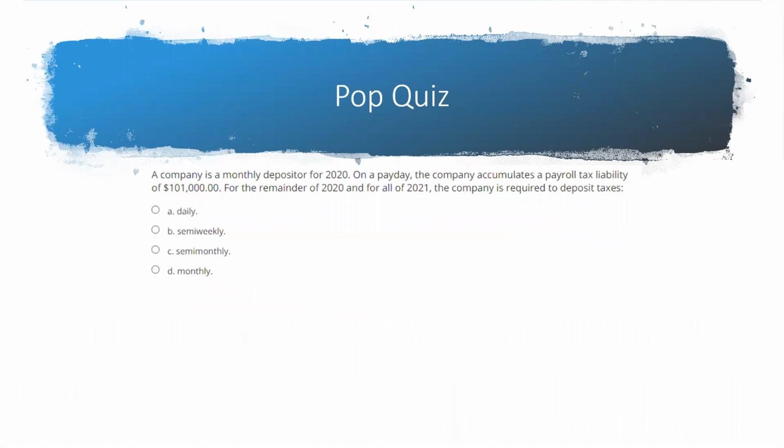All right. A company is a monthly depositor for 2020. On a payday, the company accumulates a payroll tax liability of $101,000. For the remainder of 2020 and for all of 2021, the company is required to deposit taxes how often?